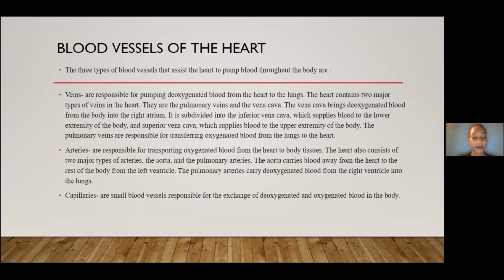Then you have our arteries. The arteries, otherwise known as the efferent vessels, carry the blood away from the heart and are responsible for the oxygenated blood from the heart to the lungs. The two major types of arteries of the heart are the aorta, which transports blood away from the heart to the rest of the body from the left ventricle, and the pulmonary arteries, which are responsible for transferring deoxygenated blood to the right ventricle to the lungs.